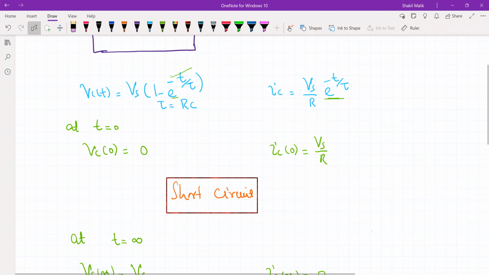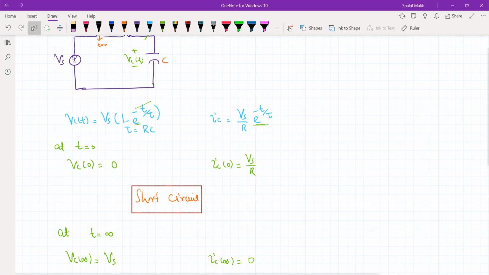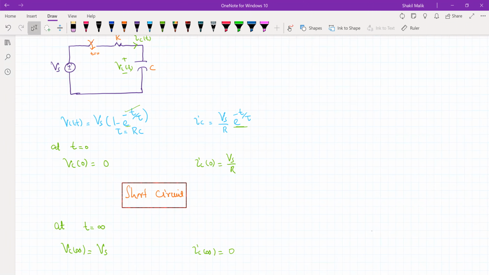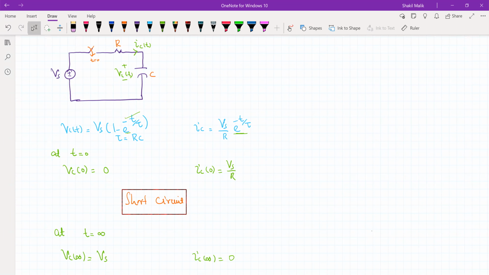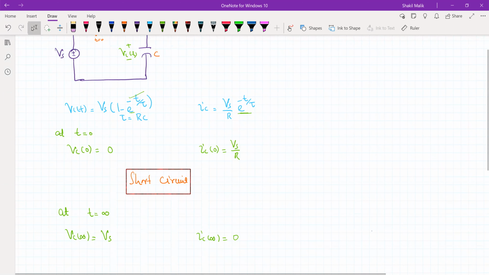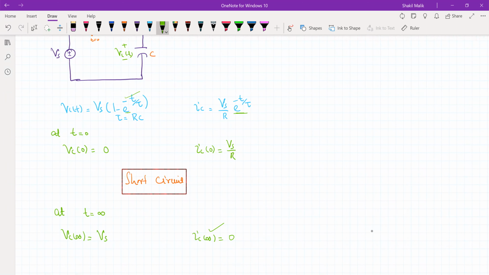You can have a look at this circuit. Now pay attention to these quantities. At t equal to infinity, the voltage across the capacitor is Vs. So on one side of this resistor, we have Vs. On the other side, we also have Vs. So how much is the current flowing through this resistor? It is 0. That's again shown by this, because R and C are in series. So the current is 0.